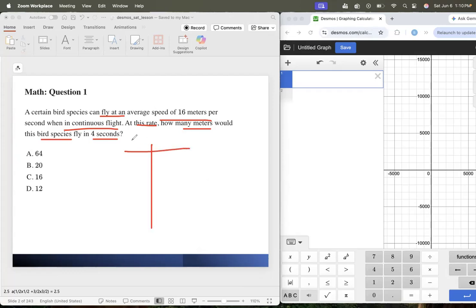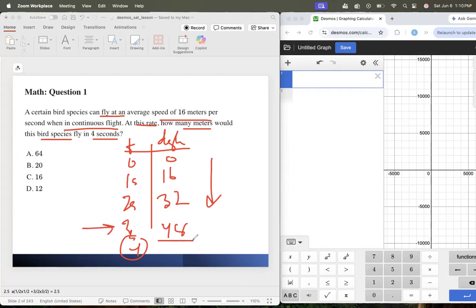Let's think about it. At time 0, when the bird is not moving, we have this. But every second, we're going to fly 16 meters. 2 seconds, well, that's our rate every time, 32. 3 seconds, well, this is going to be 48. What will be 4 seconds? You can tell based on the number increasing, if my 3 seconds is 48, I'm not going to pick anything less than 48. Therefore, I'm going to pick this. So A is the right answer.